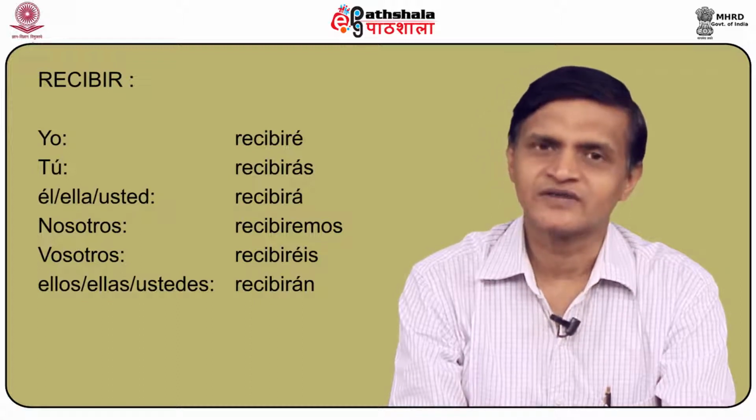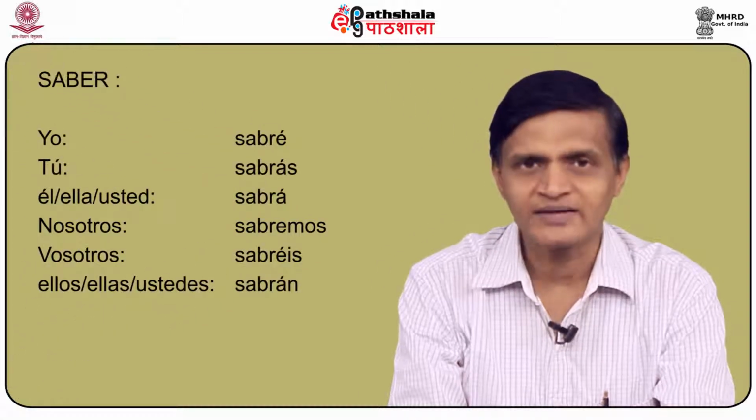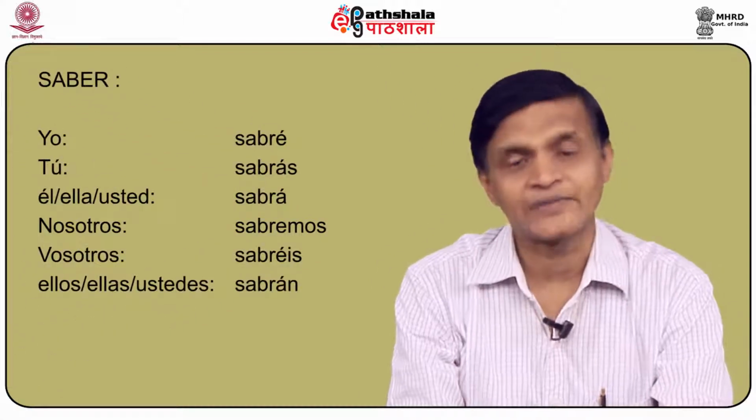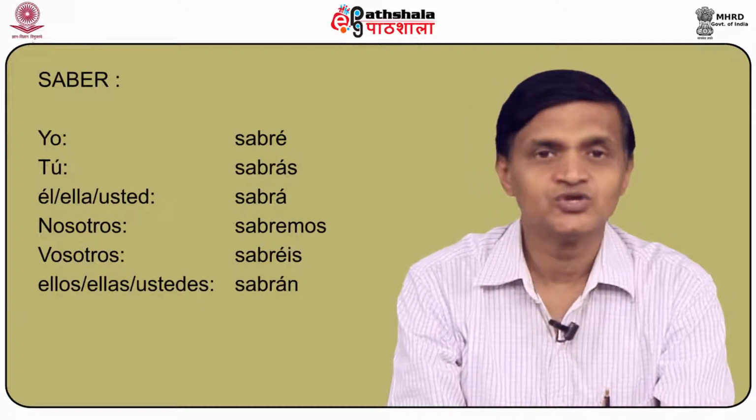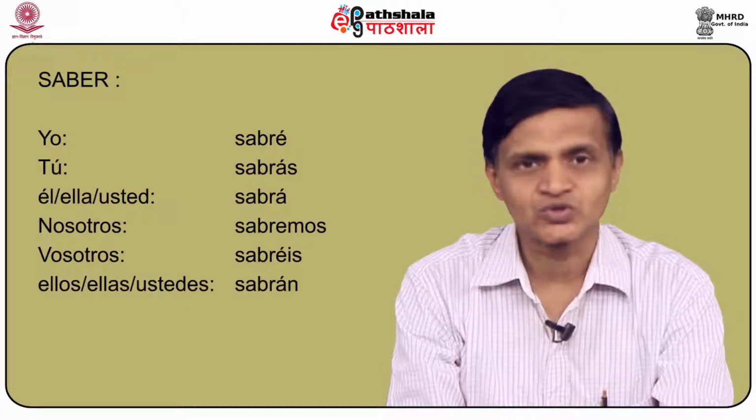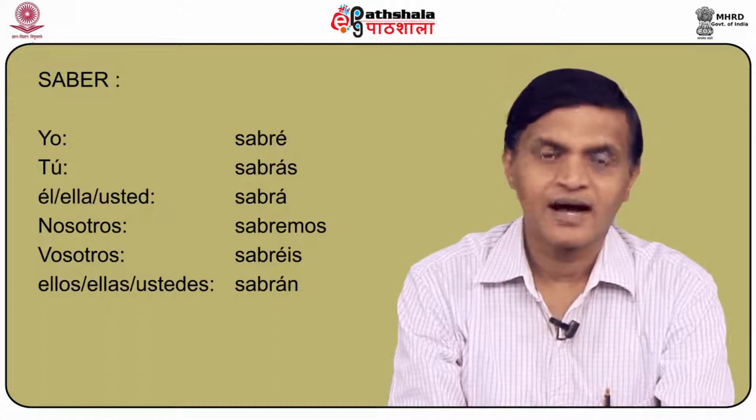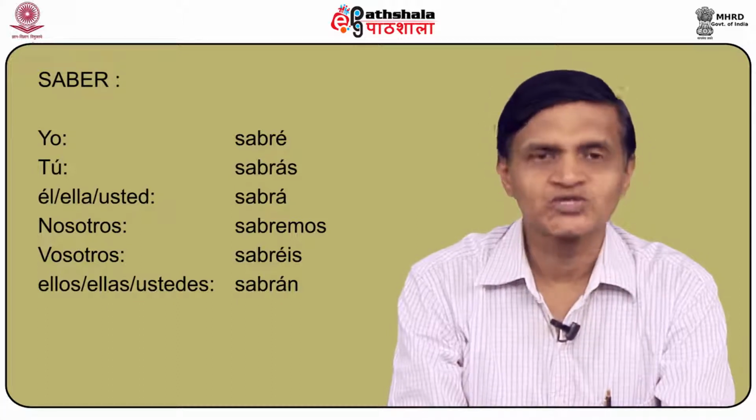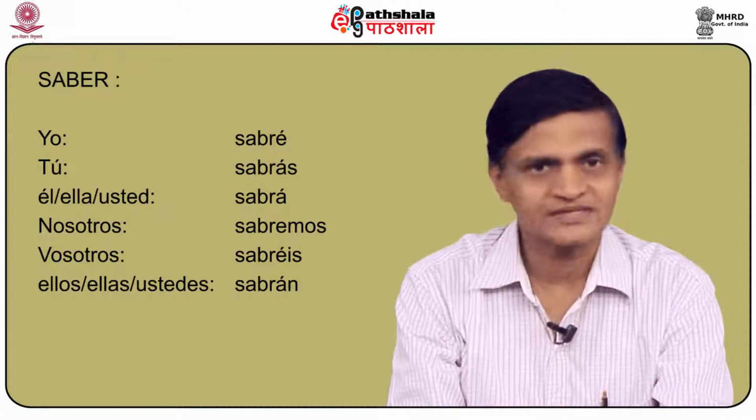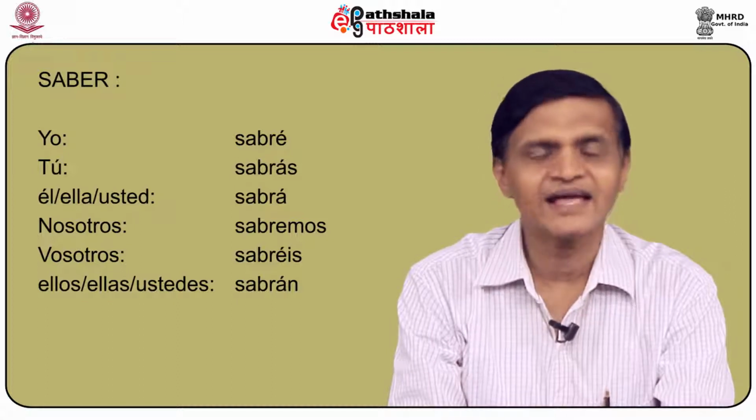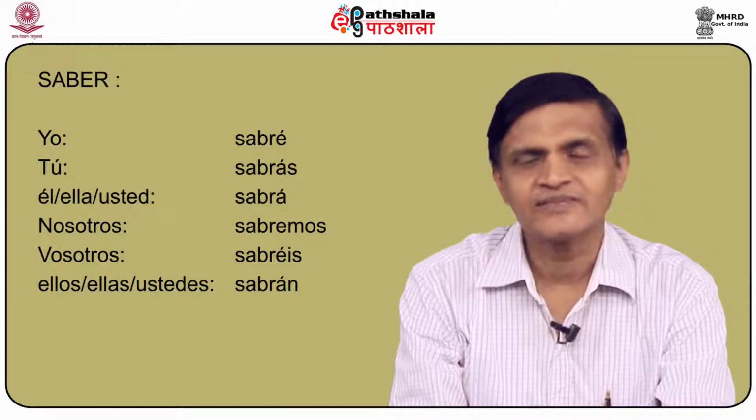How do we conjugate a verb like saber in the future? Well, we conjugate saber in the following manner in the future tense. Yo sabré, tú sabrás, él, ella, usted sabrá, nosotros sabremos, vosotros sabréis, and ellos, ellas, ustedes sabrán. I repeat, yo sabré, tú sabrás, él, ella, usted sabrá, nosotros sabremos without accent, vosotros sabréis, and ellos, ellas, ustedes sabrán.